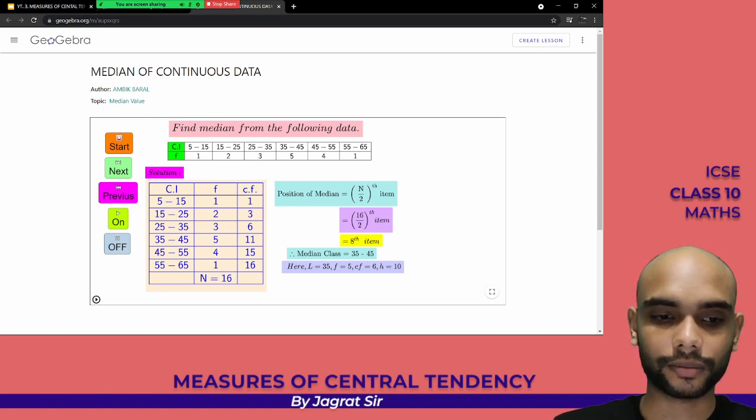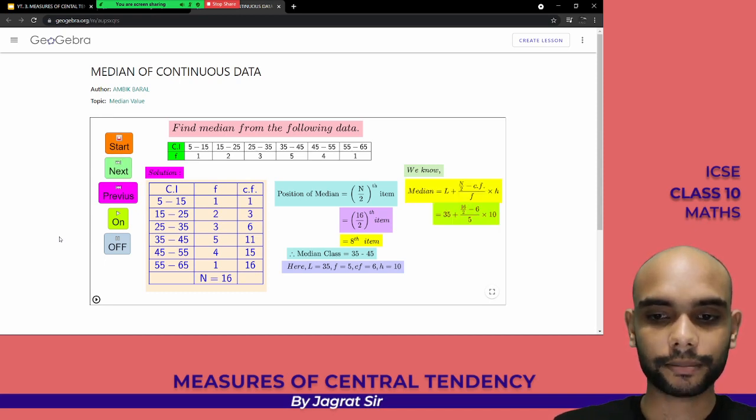So now moving on to the formula. This is the formula for median: L plus n by 2 minus CF by F into H. Beta, this is the formula for continuous data. Okay, don't confuse that. If you're having 5, 15, 25, 35, 45, 55, then this formula won't be needed. This formula is only used when you're having continuous data like this. Now L is 35, n by 2 is 16 by 2, CF is 6, we have already written it down, F is the frequency and 10 is H. Okay, so now all that is left is to solve it. So your median will be 39.